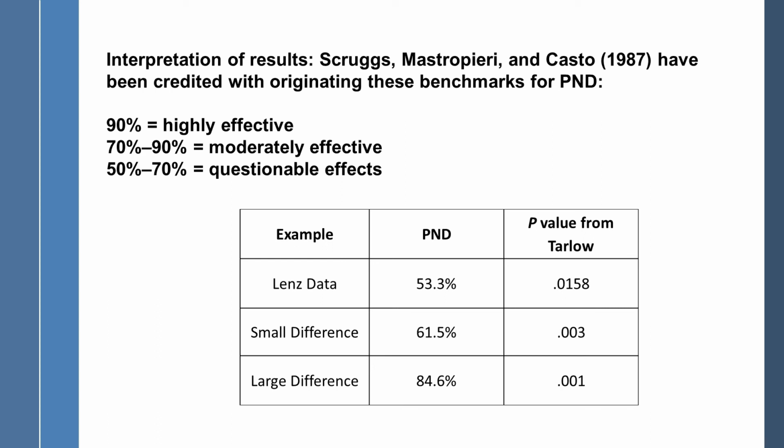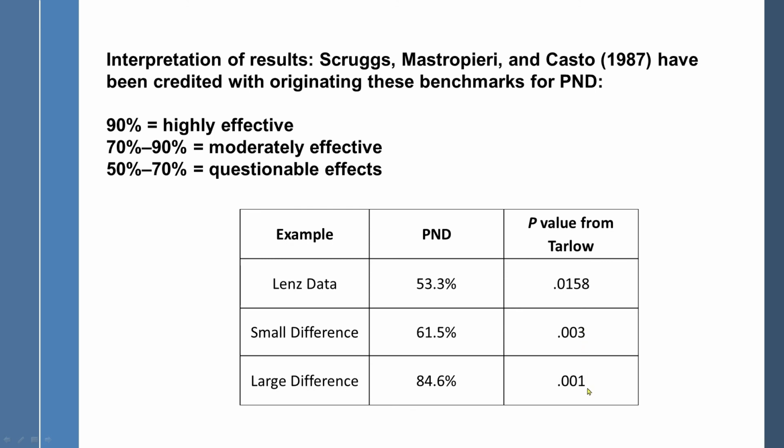So if we consider 90% PND or above to be highly effective, and 70 to 90% sort of a mid-range, and 50 to 70% sort of questionable effects, anything below 50% would be in the wrong direction. So, examination of these, the lens data, it's really questionable. And that one had what I thought was a pretty clear trend. The small or no difference data set that I created that looked pretty random to me had a PND that was higher than the lens data, but still in the questionable range. And then the third example that I had that shows a large difference between baseline and treatment phase still only counts as moderately effective. It doesn't quite reach the highly effective.